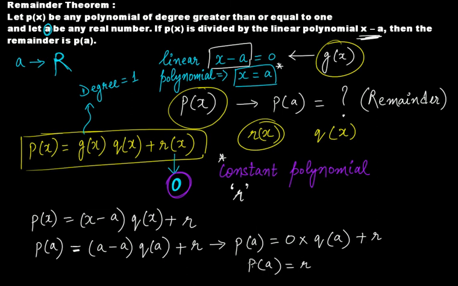What does it tell us? It tells us that when you take the 0 of this polynomial x minus a, that is x equal to a, and you put that in the P(x) polynomial, then the value that you get is actually equal to the remainder.